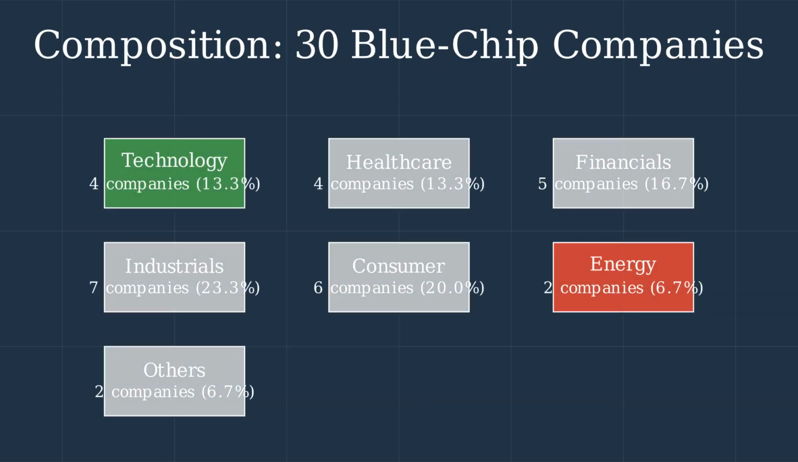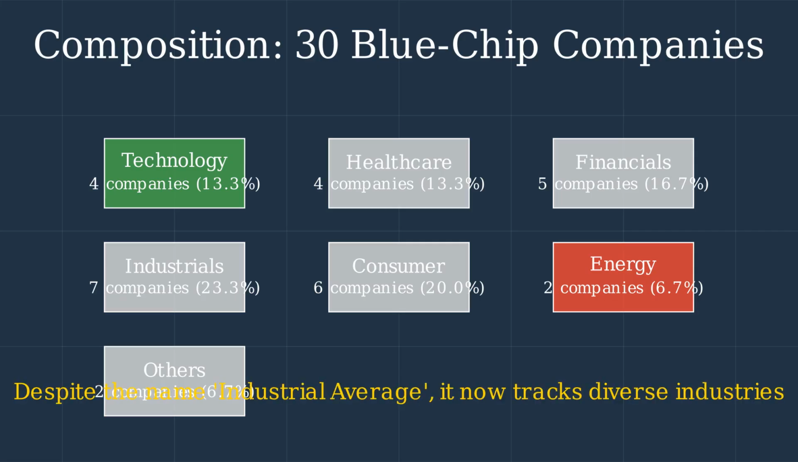The Dow Jones Industrial Average tracks 30 large blue-chip companies across various sectors of the U.S. economy. Despite having industrial in its name, the index now includes companies from diverse sectors like technology, healthcare, and consumer goods.